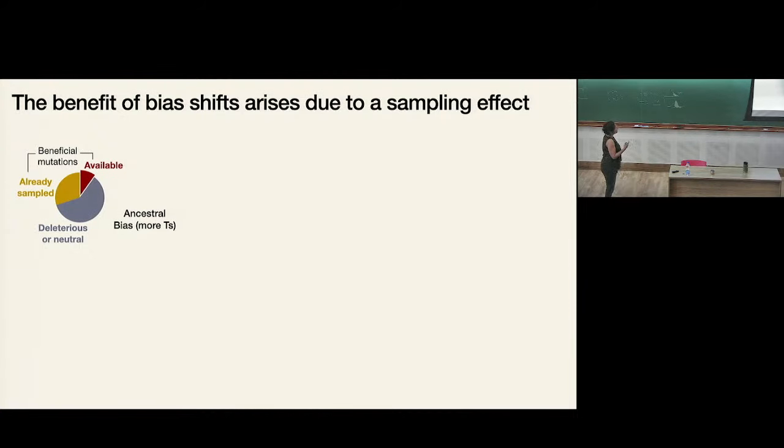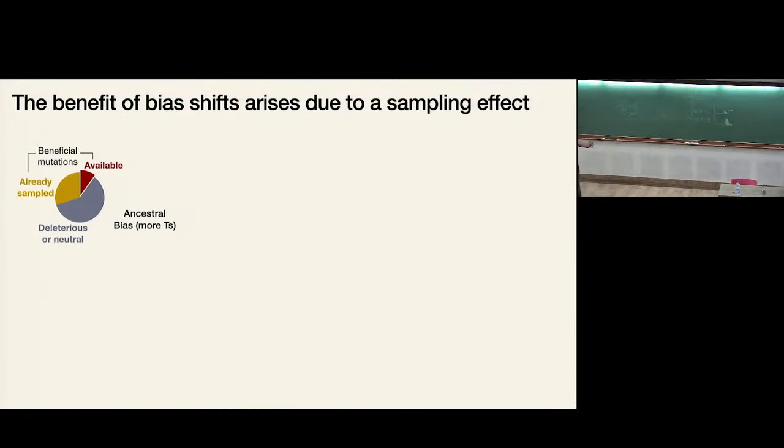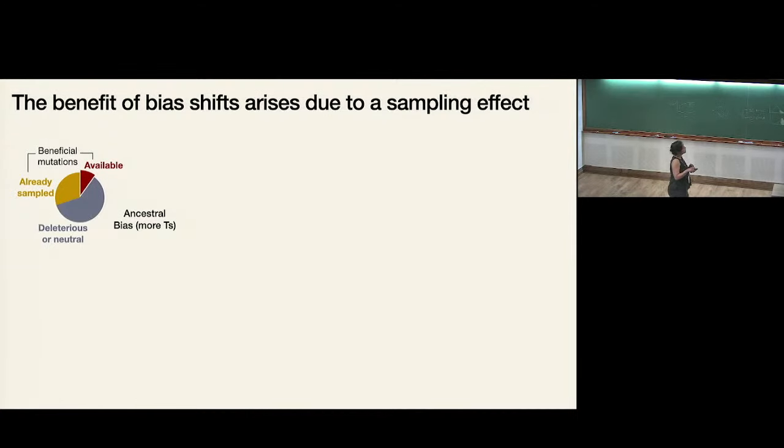What we think is happening is, if you think of the pie as showing you a different way of seeing what the DFE is, right? So gray is deleterious or neutral mutations, and there's a big chunk of beneficial mutations in this DFE, okay? Now, these are all already sampled if your population has been evolving for a long time, right? Because as it evolves, it's going to keep sampling beneficial mutations, keep fixing them, right? The red slice indicates what is still available because it has not been sampled yet.